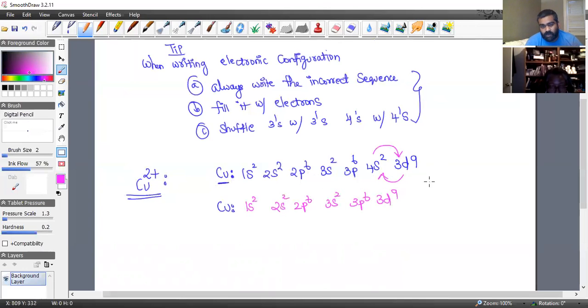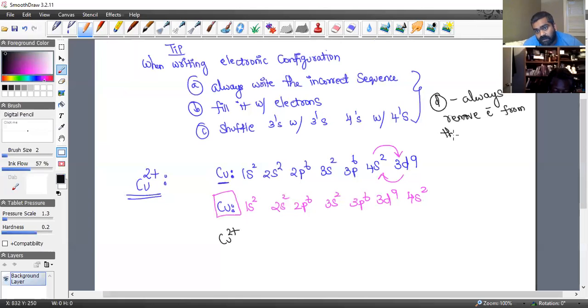Okay. This one problem I'm more than happy to solve for all of you, because literally everybody got this wrong, except for a couple of people, right? This is for copper, not for copper 2+. Now let's go get copper 2+. You always remove electrons from the furthest orbital. From the furthest orbital. What I mean is furthest from the nucleus.